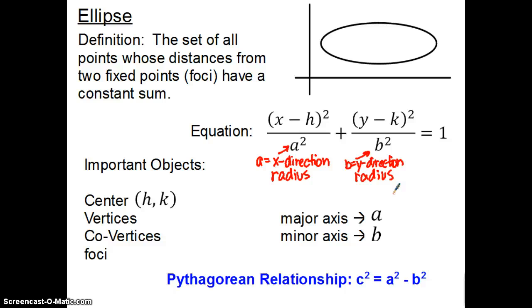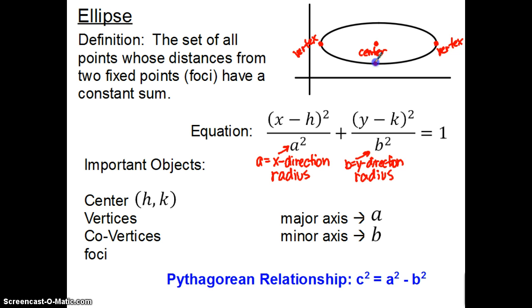The important objects in this equation, of course, are our center, (h, k). We have vertices that we talked about on the last slide. All right, so on my picture up here, I'm going to estimate center would be about right there. Furthest points away from your center on your ellipse are your vertices. So there's a vertex to the right, there's a vertex to the left. Those are the furthest points away from your center on your ellipse.